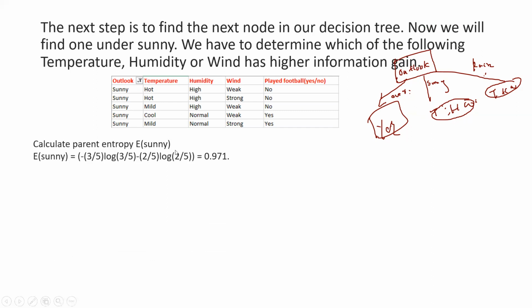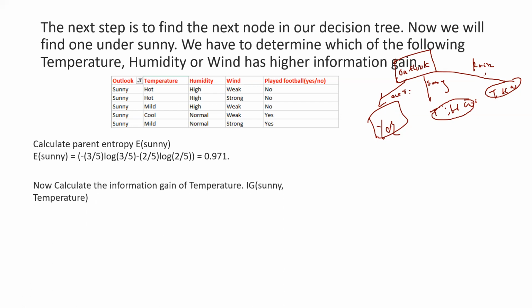Now we want to calculate the overall entropy for sunny. Overall entropy for sunny is minus 3 by 5 log 3 by 5, minus 2 by 5 log 2 by 5. Just like how we calculated overall entropy for the root node, it is 9 by 14, 5 by 14, like that we are doing for sunny. It is 0.971, the overall entropy for sunny.